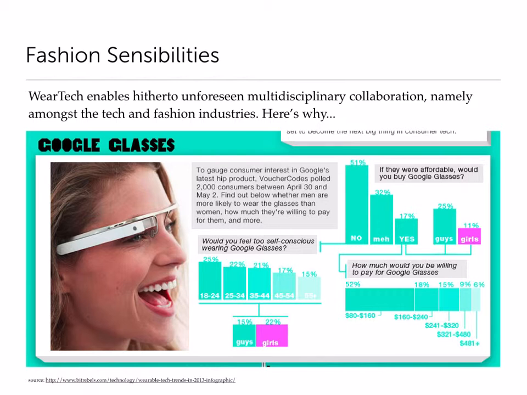You see there, people were asked, if they were affordable, would you buy Google Glass? 25% of guys would, 11% of girls would. Would you feel too self-conscious? That prime demographic of 18 to 24: 25% say yes, and 22% say yes in the 25 to 34 demographic. So you see from this infographic that a lot of the struggles with Google Glass were really already on the horizon.